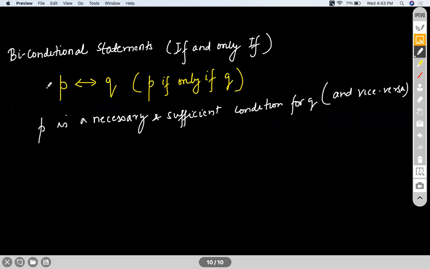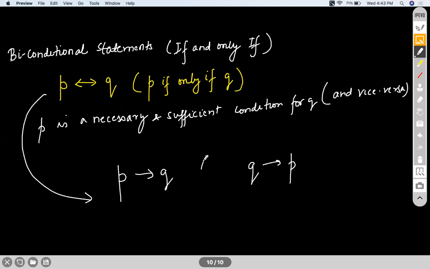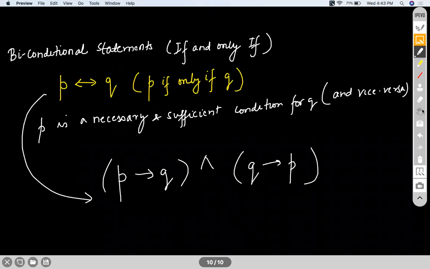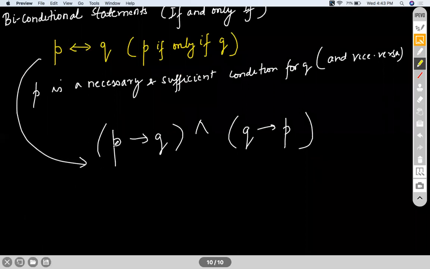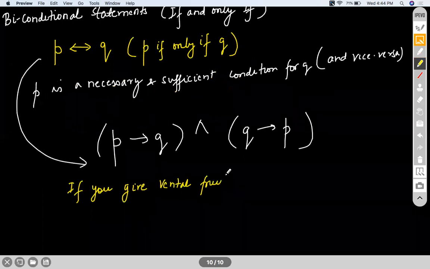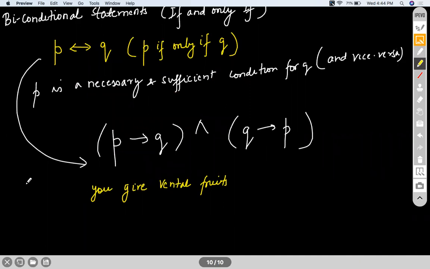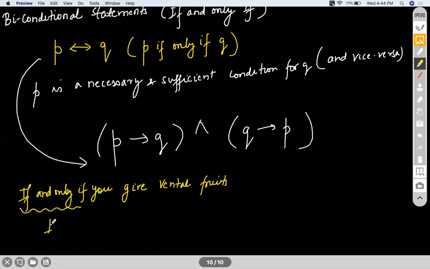Okay, you can say that this statement is as good as if P then Q and if Q then P, logically combined with an AND operator, or logically combined with a conjunction, right? Yes, sir. So let me give you an example of this. If you give Venkat fruits, if and only if. Let me write if and only if. By the way, this is represented in short form as IFF, okay?